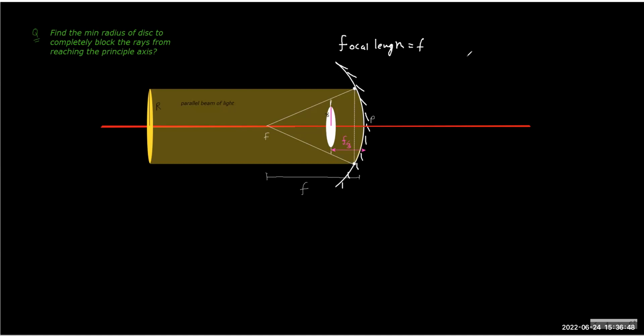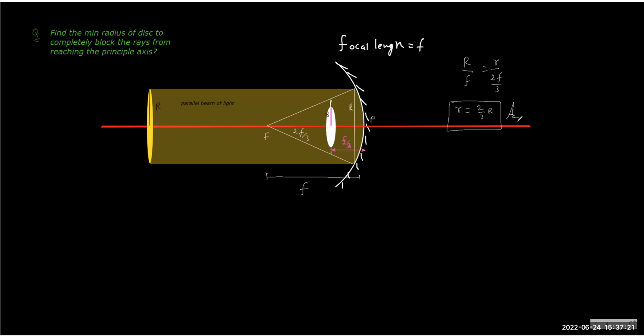So capital R upon F, capital R upon full length, must equal small r upon 2f by 3, because that distance is 2f by 3. A by 3 is from the pole, so from the other side it's 2a by 3. And the answer is at least 2/3 of the radius. Anything bigger will anyway block, so the minimum required to block is 2/3 of the radius. I hope this is clear.